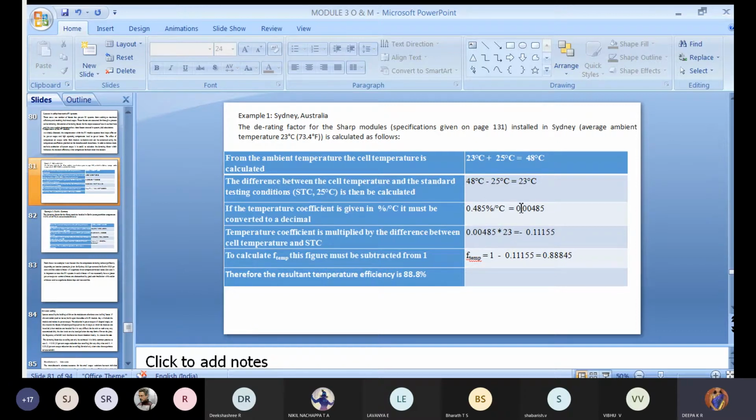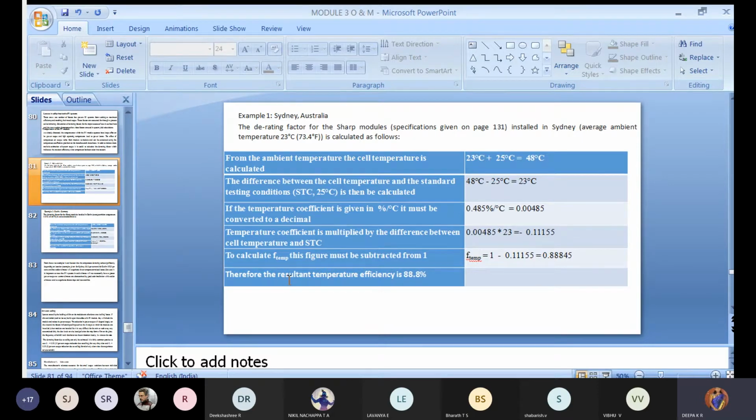As per the theory we discussed, the temperature difference should be multiplied with the temperature coefficient. So you take 23 degrees and multiply with 0.00485. It is going to give a numerical term, that is 0.11155. This value is very important because it represents the resultant temperature efficiency.